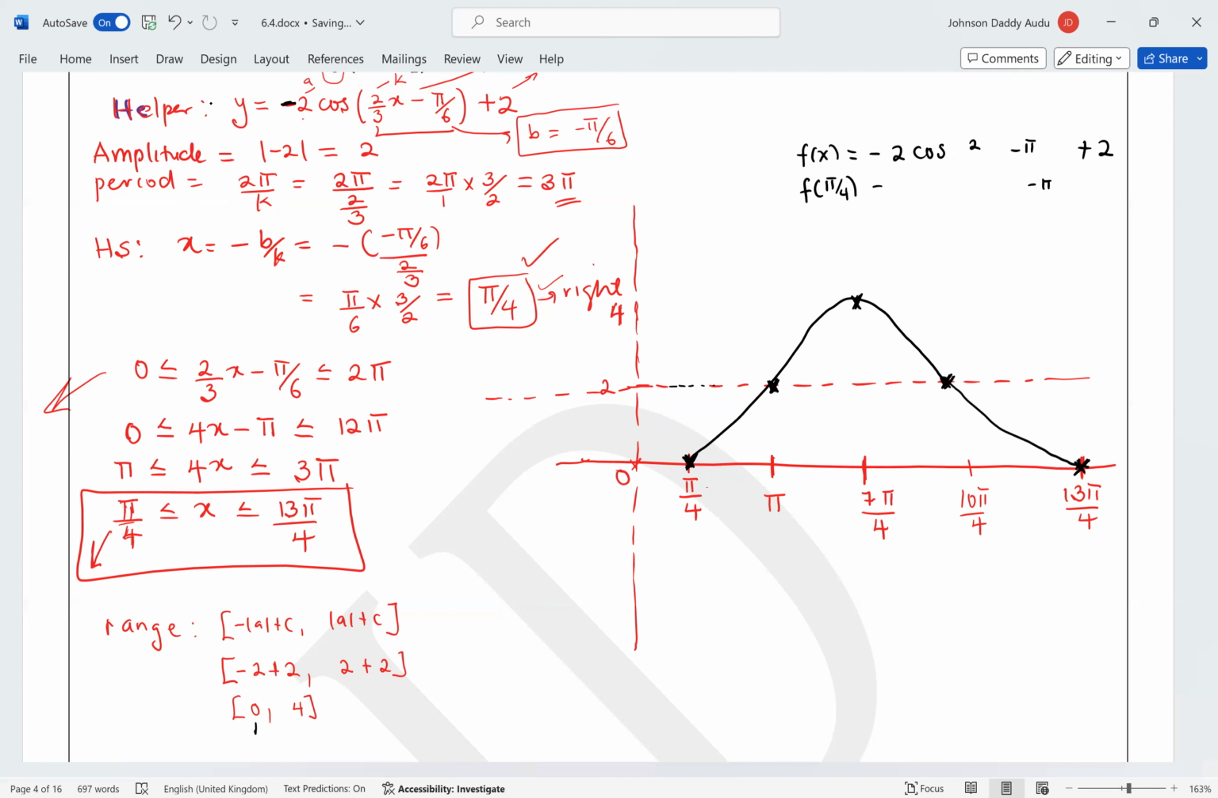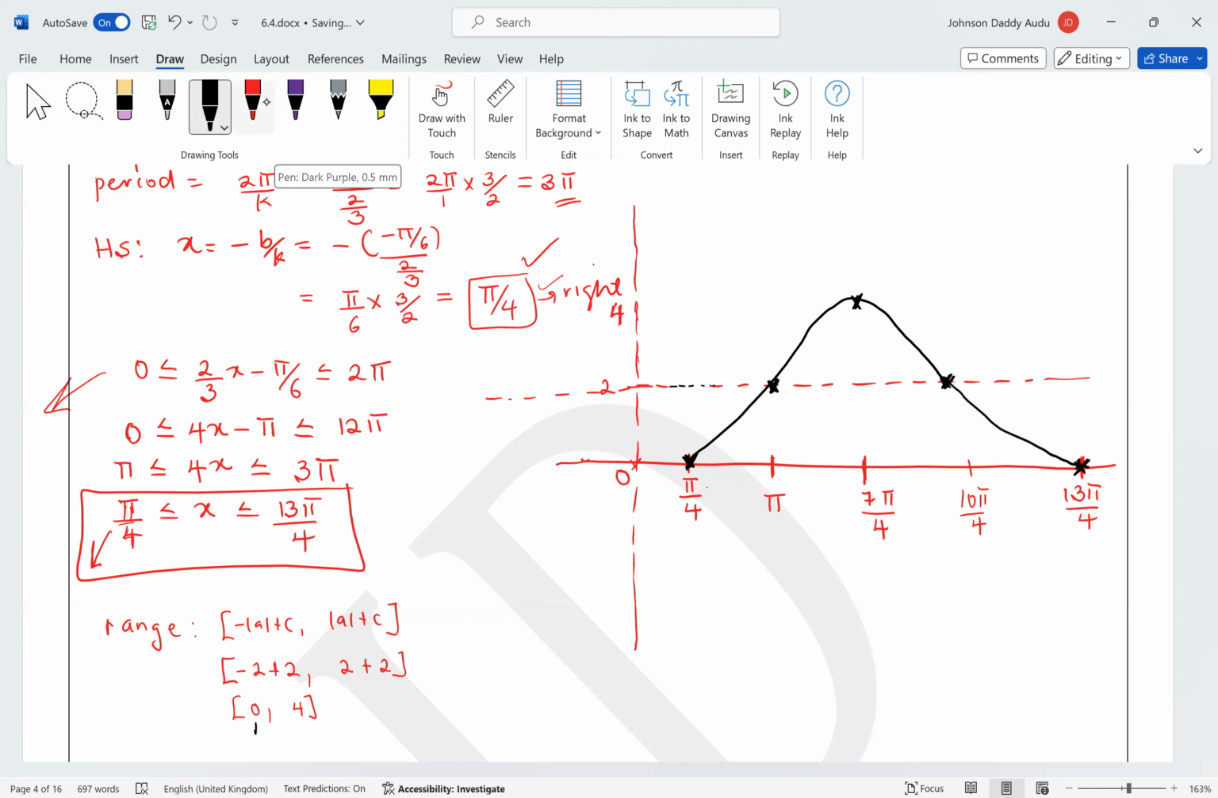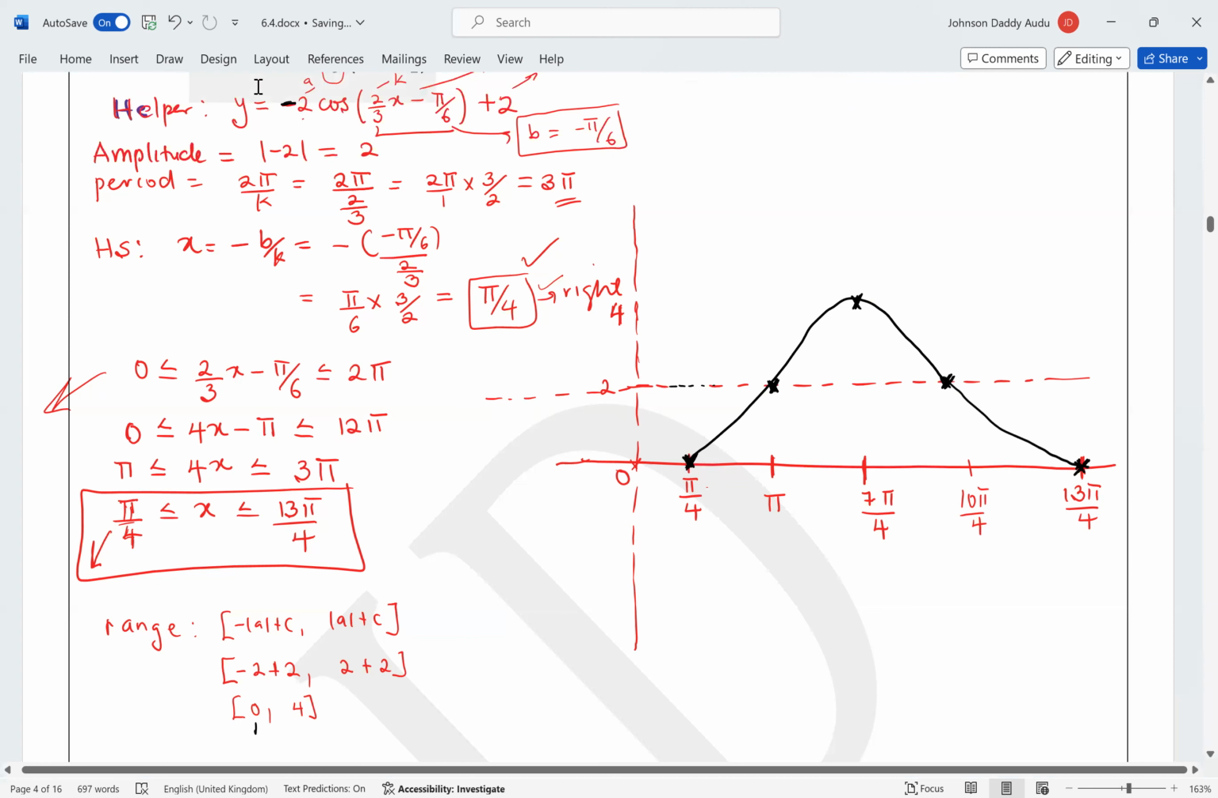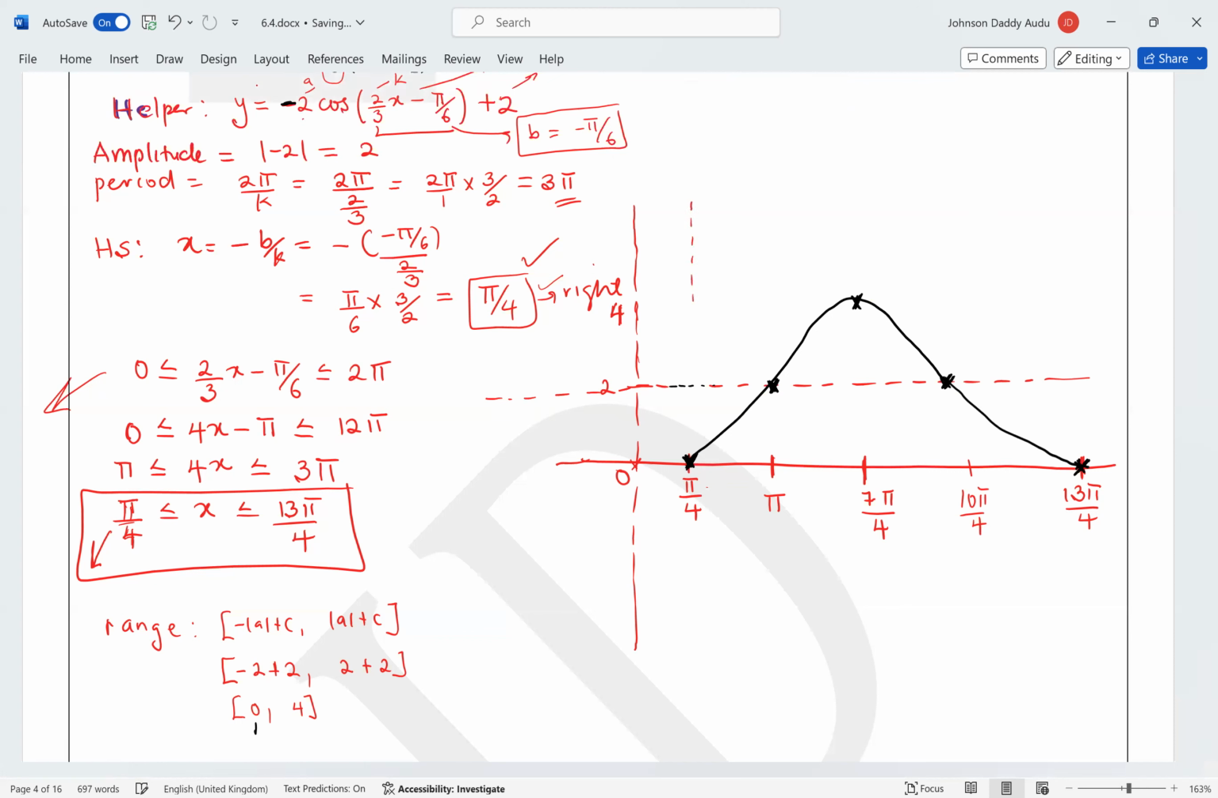Okay. Now that we have checked our helper graph, we are not interested in the helper graph. We need the sec graph, right? So we already have the vertical asymptotes. So what are the vertical asymptotes? The vertical asymptotes are the zeros, and this will be at which point? This point.